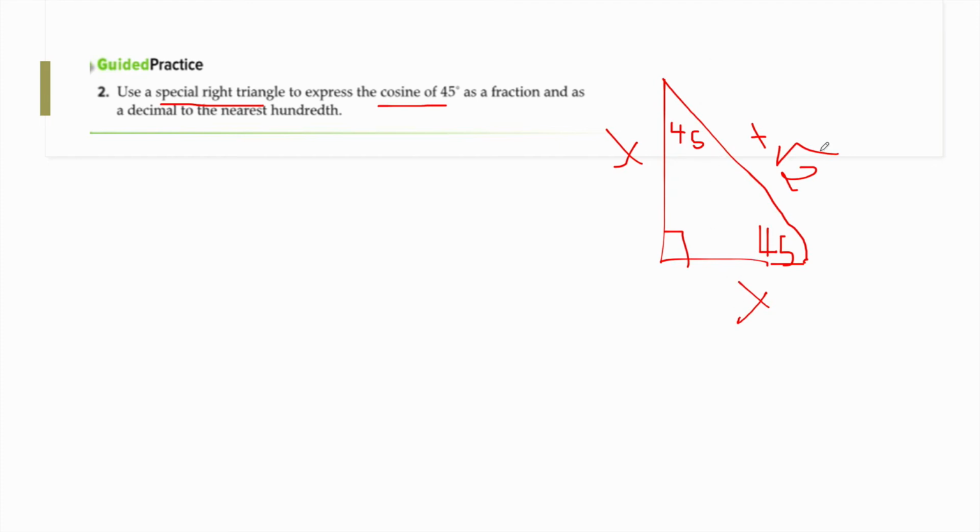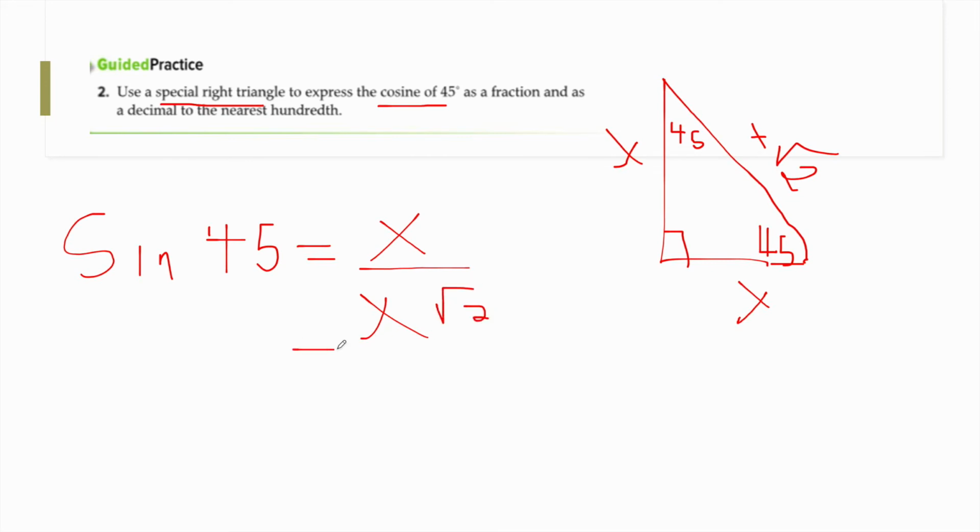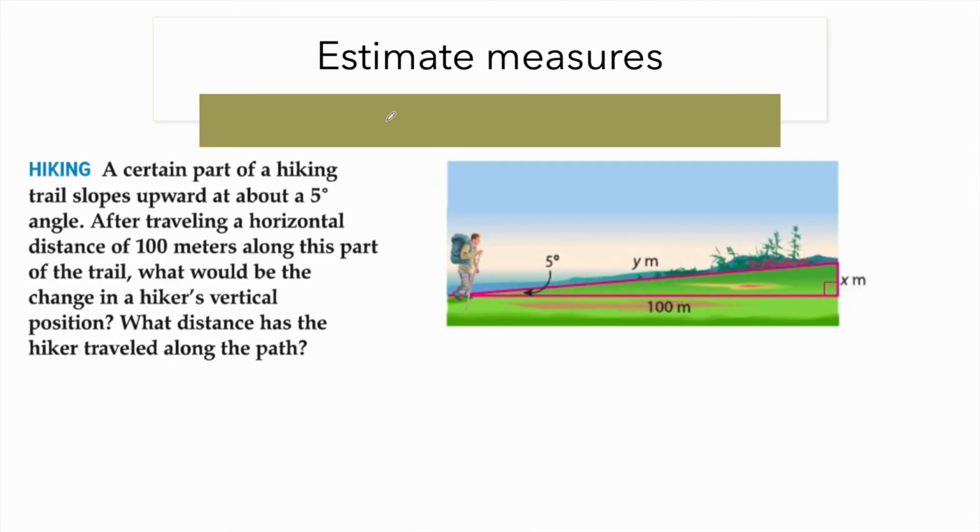So it will be opposite over hypotenuse. Opposite over hypotenuse gives a sine. So sine 45 is equal to x divided by x root 2. This will be 1 over root 2. This will be root 2 over 2. Cool.